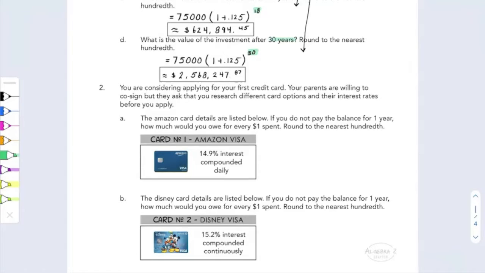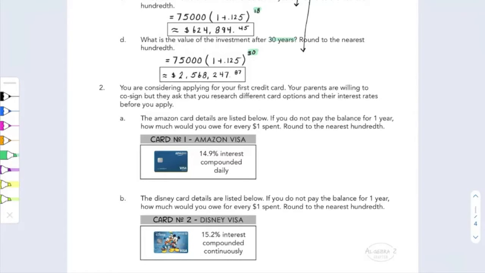So number 2 says that you are considering applying for your first credit card. Your parents are willing to co-sign, but they ask you to research different card options and their interest rates before you apply. The Amazon card details are listed below. If you do not pay the balance for 1 year, how much would you owe for every $1 you spend? Round to the nearest hundredth.